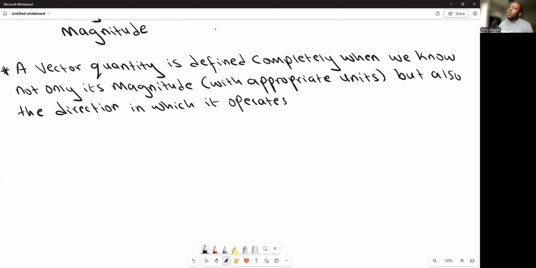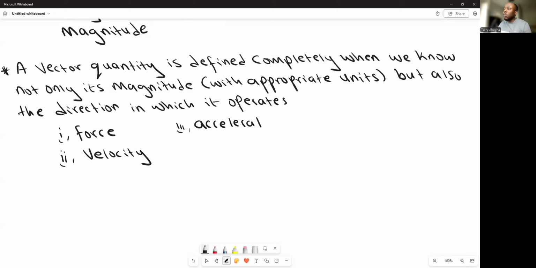Okay. So for example, you can have force, which you can have in Newtons. You can have velocity, meters per second. You can have maybe acceleration in the forward direction, maybe accelerating northeast or towards the south. Okay, so you have direction.